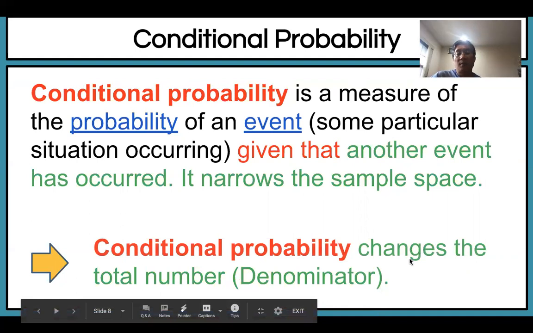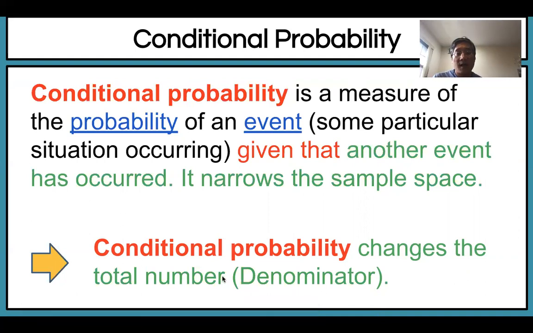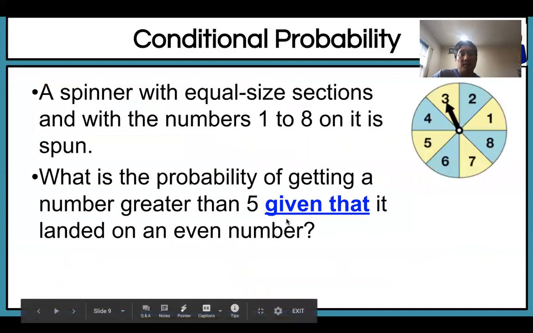So conditional probability changes the total number. It narrows the sample space. The denominator will change, not the numerator. After you change the total number, the denominator, so you narrow down the sample space, then from there you find the favorable outcomes for the numerator. So the denominator changed, right? The sample space changed. Okay, let's see with examples.